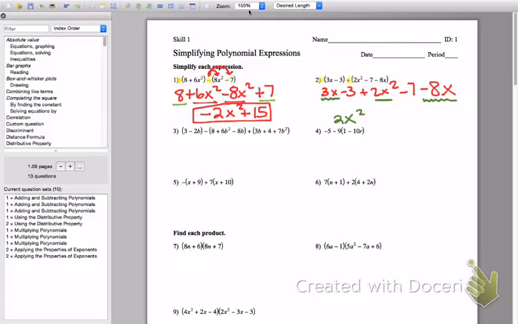Make sure you look at those signs. 3 minus 8 is negative 5x. And then the negative 3 combines with a negative 7. We get negative 10. That's my final answer. Let's go ahead and look at number 3.